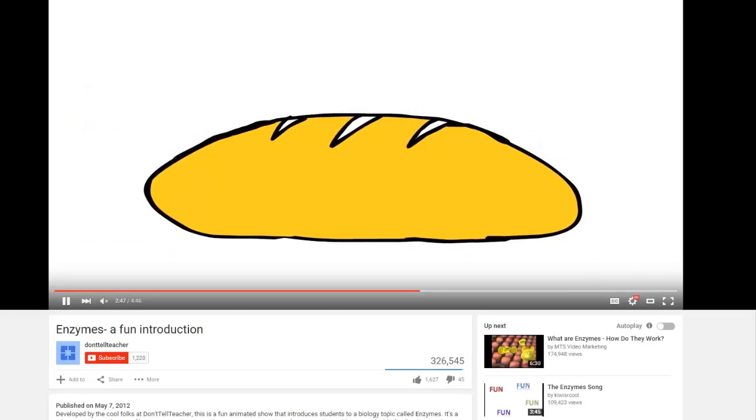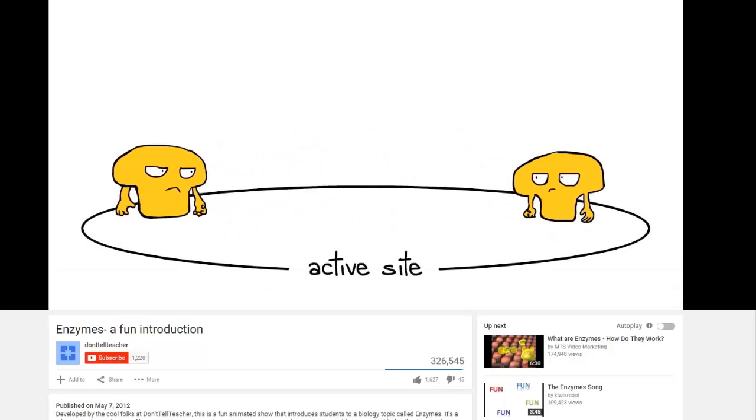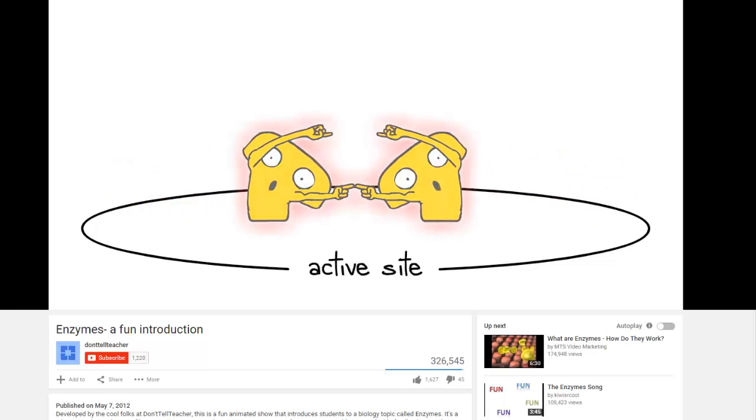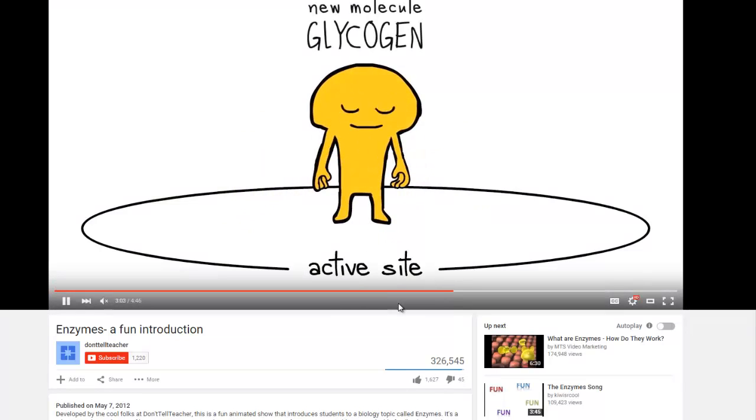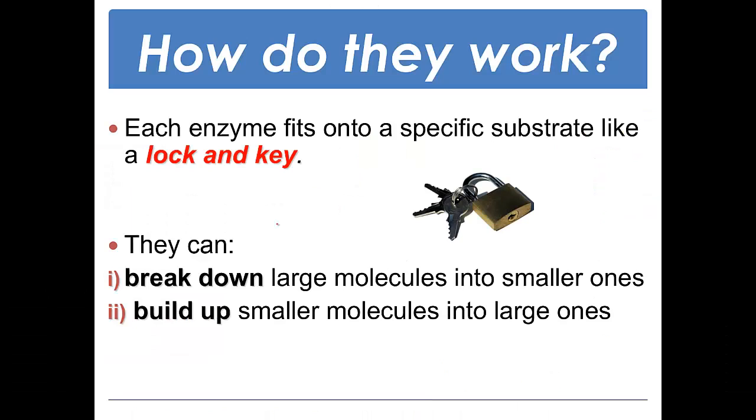If you can recall the video that you have seen, there is a part saying that there are two glucose, they try to combine together given the correct active site of the enzyme. And after they combine, they become a new substance called glucagon. So this is one example of how the enzyme helps two same kinds of molecules form a bigger molecule.